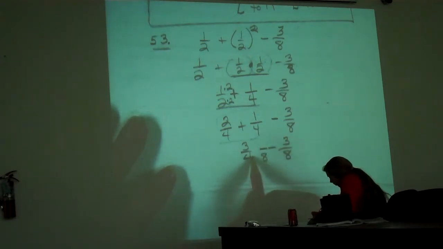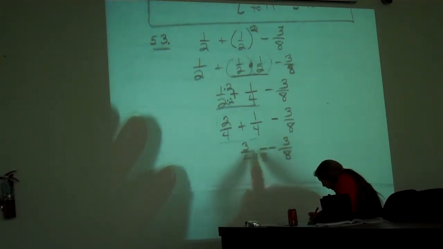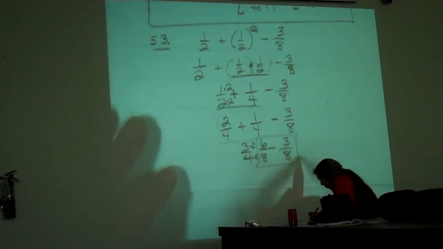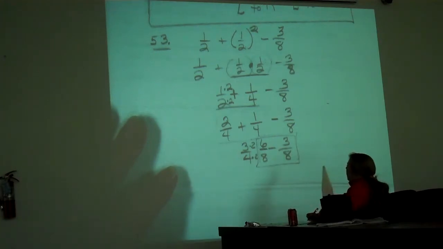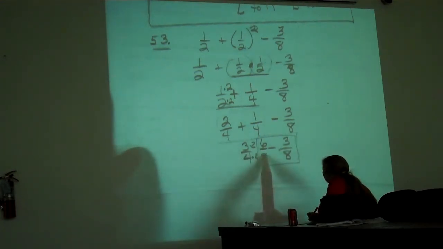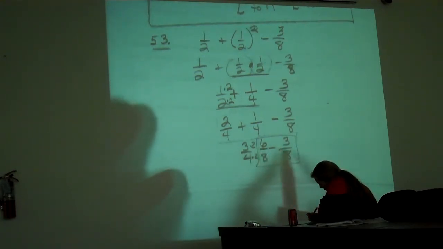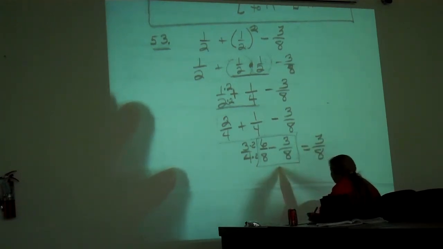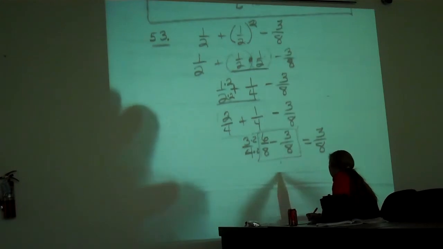4 is times 2. 3 is times 2. So now it's 6/8 minus 3/8. Did everybody see what I did? Instead of using another line, I just did it right next to it. So equals 6/8 minus 3/8 is 3/8. I would have written it under it, but I'm kind of running out of room here.